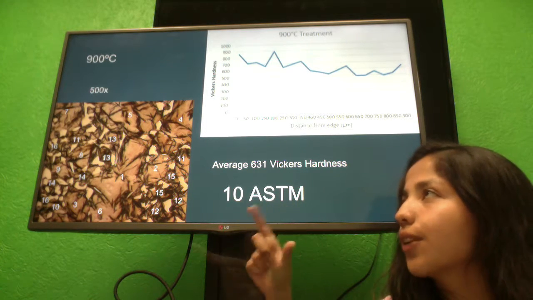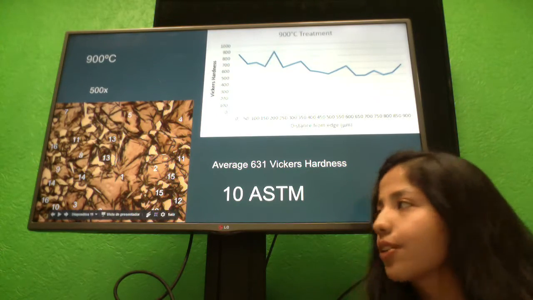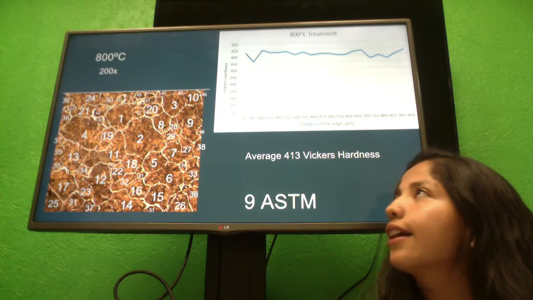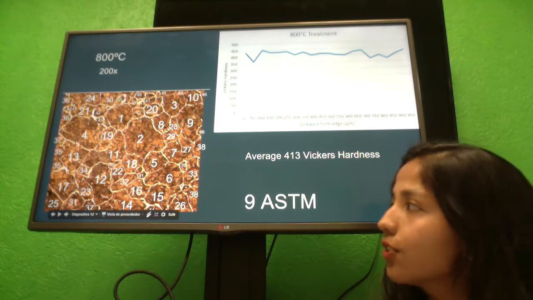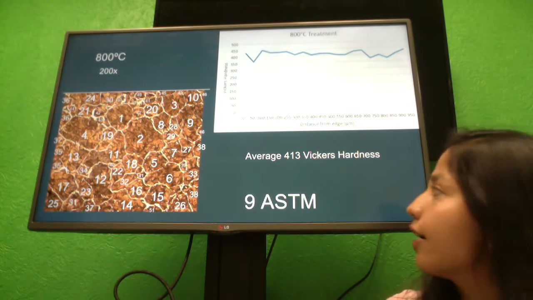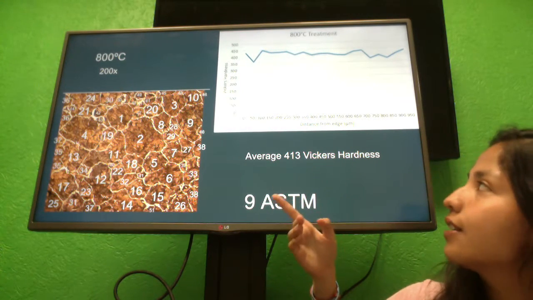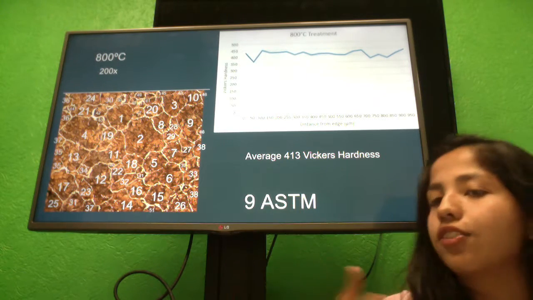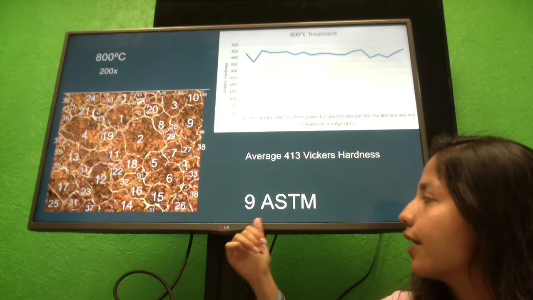A larger grain size means larger hardness and better mechanical properties. In the piece that was heated to 800 degrees and then quenched, we obtained a Vickers hardness of an average 413. We could see in this graph that the hardness didn't change as the distance from the edge changed, and the grain size was 9 ASTM.